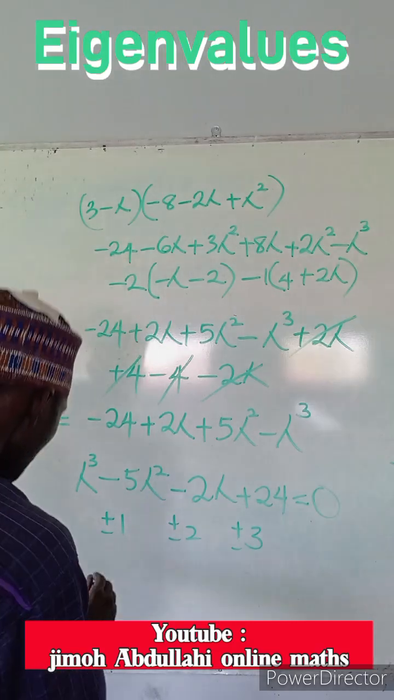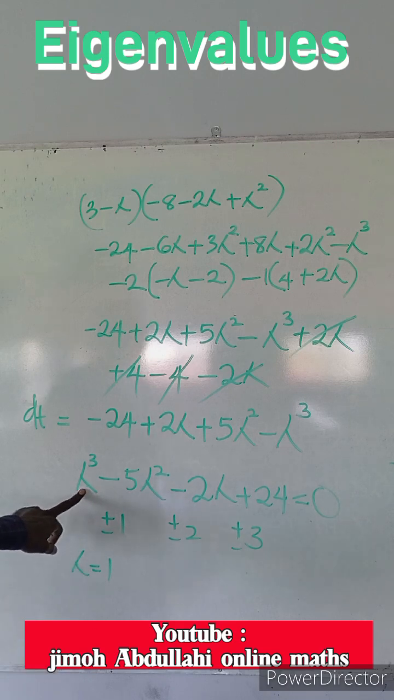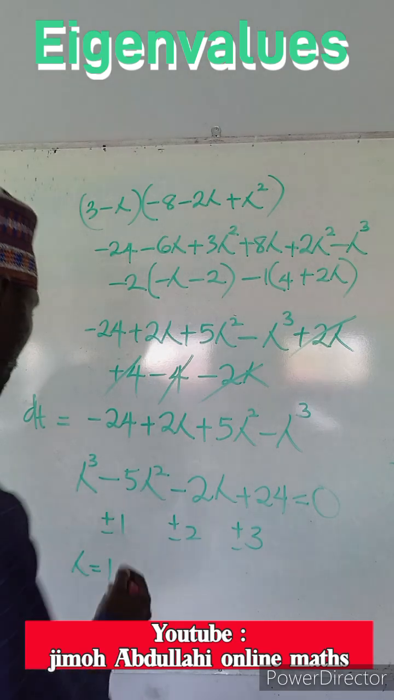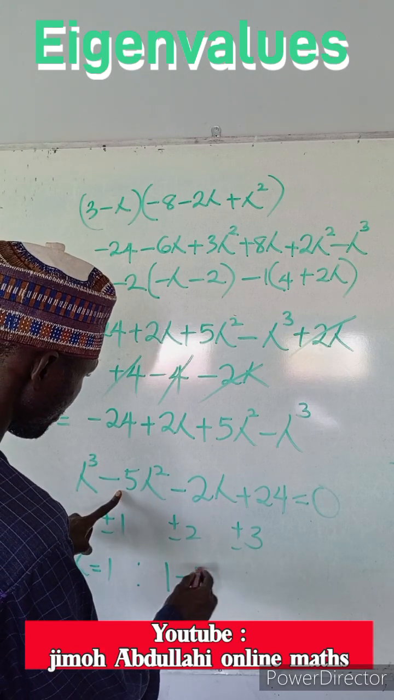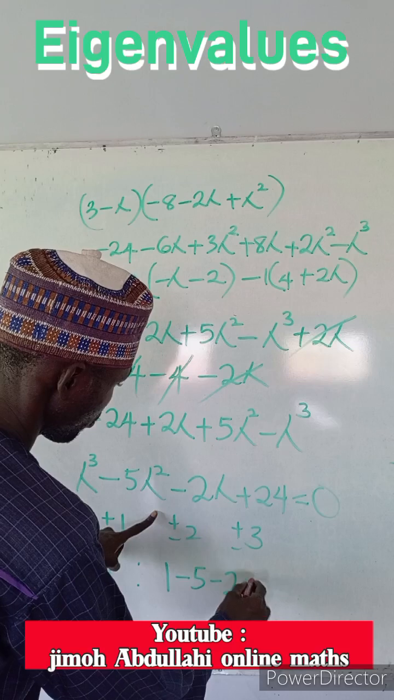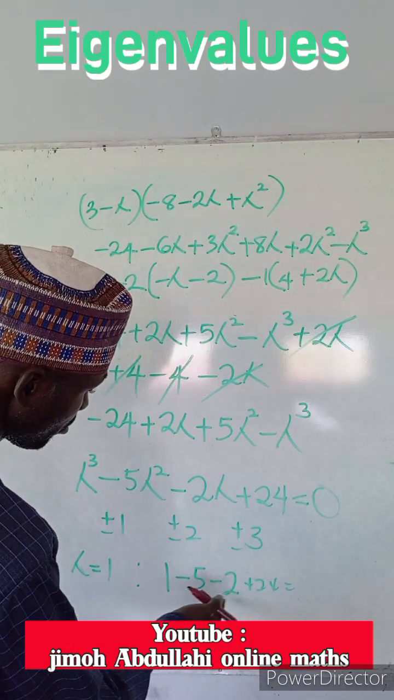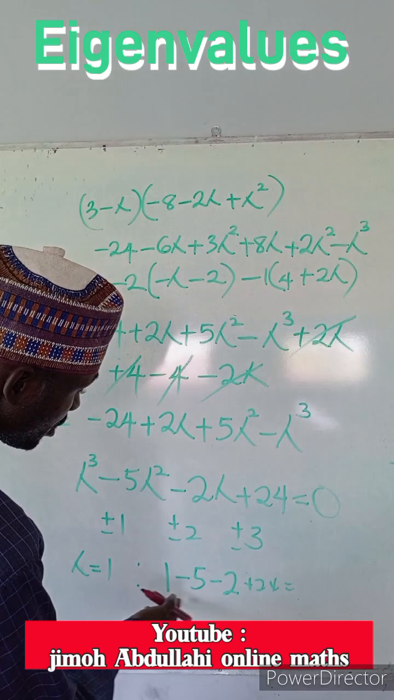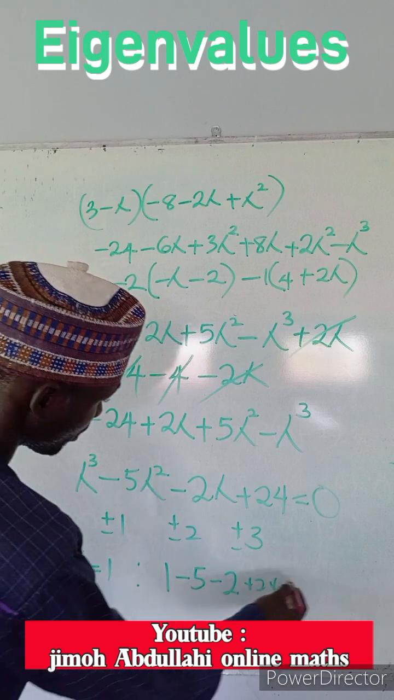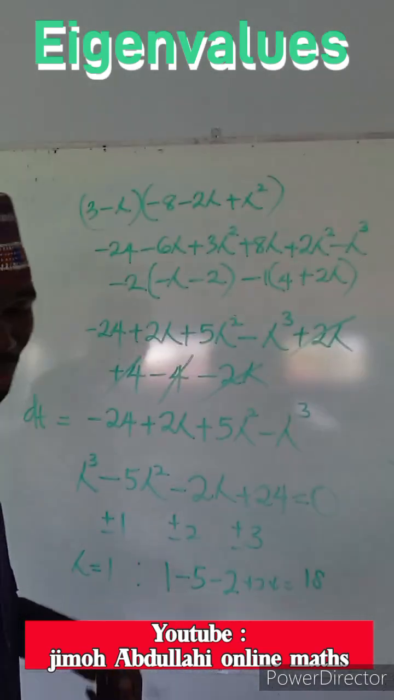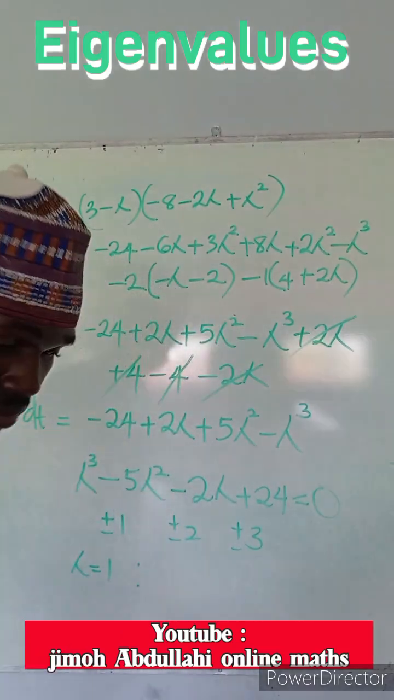If we use 1, let's say when lambda is equal to 1. This one will give us 1. This one will give us what? This one will give us 1. This one will give us minus 5. This one will give us minus 2 plus 24. You see, it will never give us 0. What will it give us? That will be 24 minus 7. That's 25 minus 5. That will give us 18. So it's a remainder. So that means lambda equals 1 will not work.